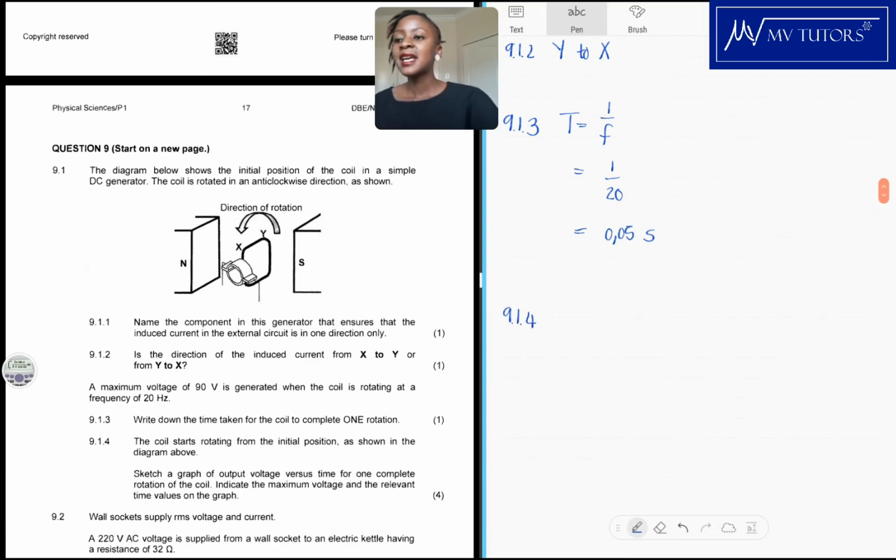Now 9.1.4. The coil starts rotating from the initial position as shown in the diagram above. Sketch a graph of output voltage versus time for one complete rotation of the coil. Indicate the maximum voltage and the relevant time values on the graph. So we know it takes 0.05 for one full wave, right? And we have a maximum of 90 volts. And also we have a DC generator. It's not alternating current where you have like a sine or cos wave. This is literally like bounces. Okay, so let us attempt to draw this.